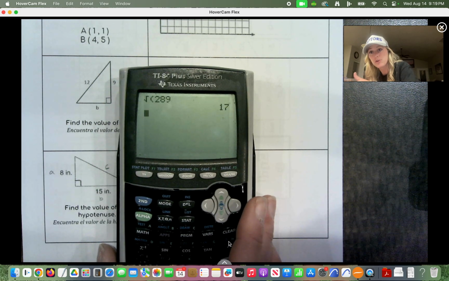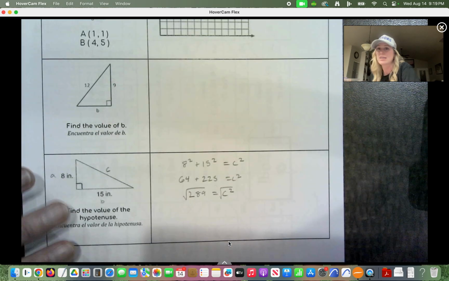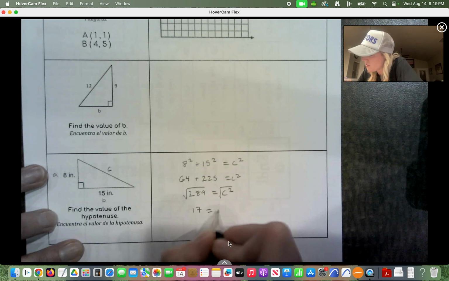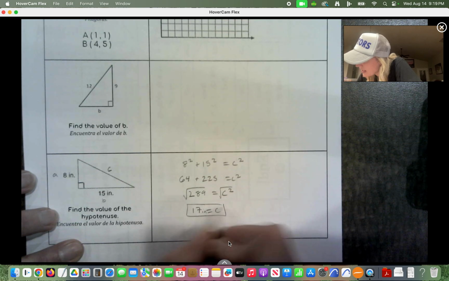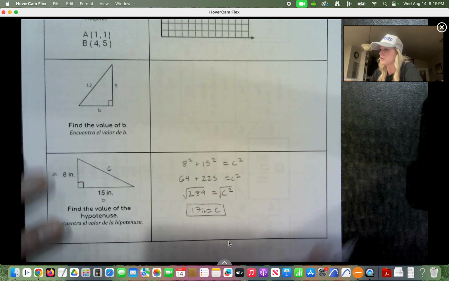If I got a decimal here, then I would want to use my simplify radical skills and write it in exact simplified form. So here we just got 17 is equal to C, and I'm going to add on my unit of inches since that's what the other measurements are in. So 17 inches is the length of this hypotenuse.